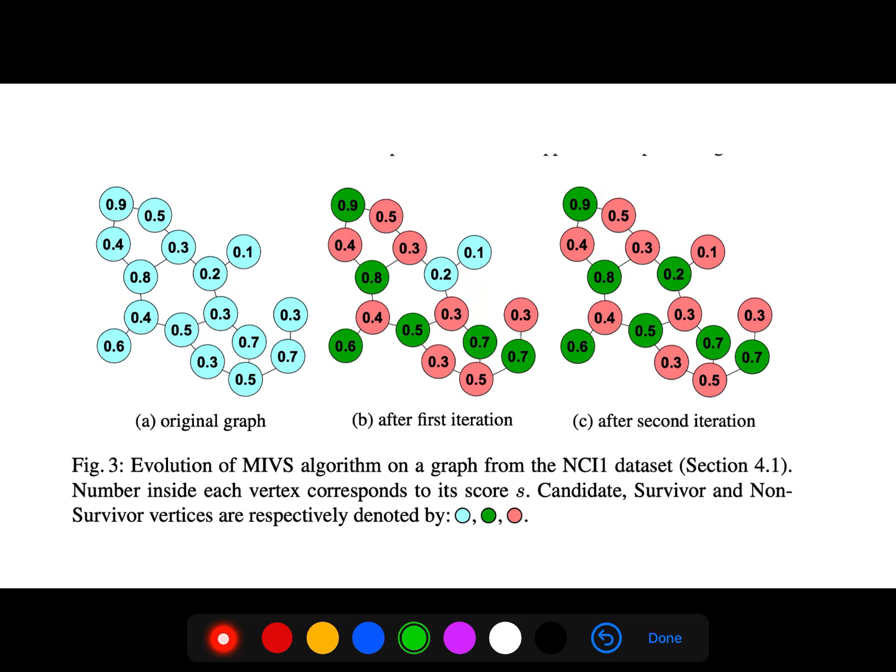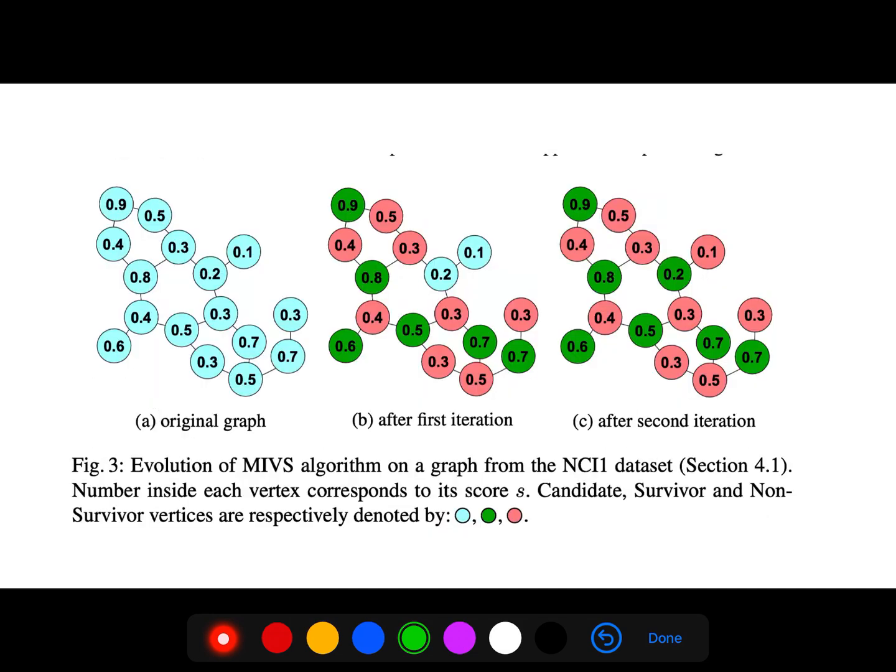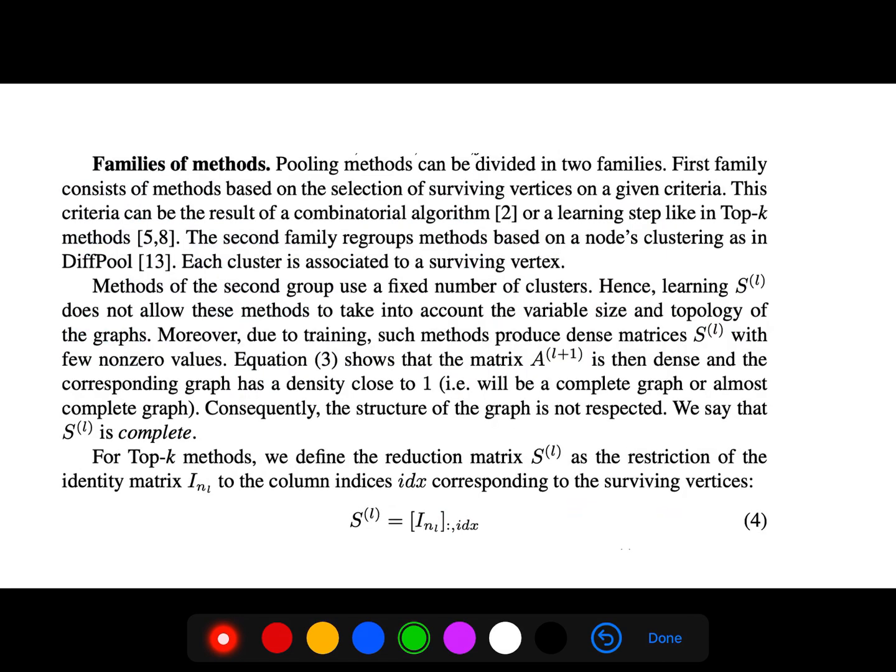You see the evolution of the maximal independent vertex set algorithm on a graph from this NCI1 dataset that we use for graph classification. So candidate, survivor, and non-survivor vertices are shown with different colors, which we will talk about.